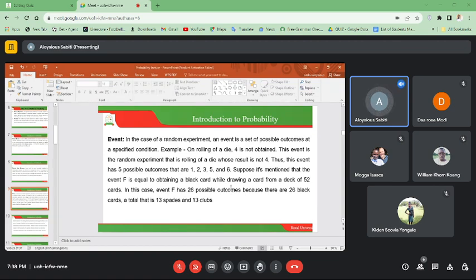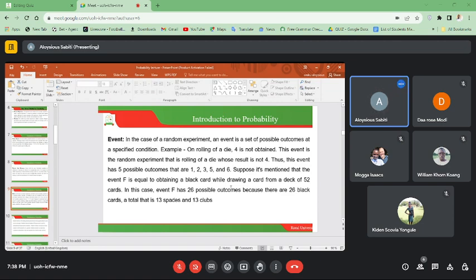Okay. So in this case, the event F itself has 26 possible outcomes because there are 26 black cards in total, that is 13 spades and 13 clubs. So we are looking at the event that is going to occur. Like when we were defining a random experiment, the number of outcomes occur from an event that occurs.